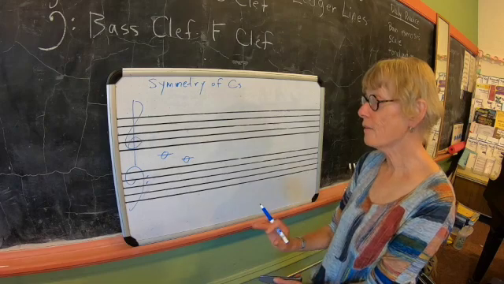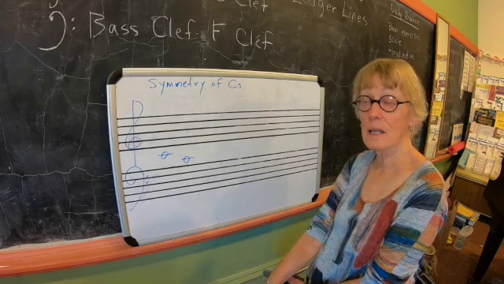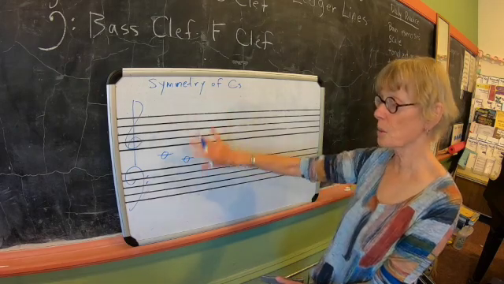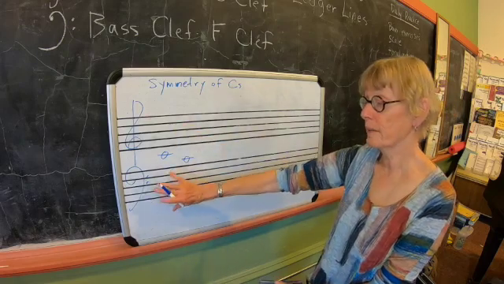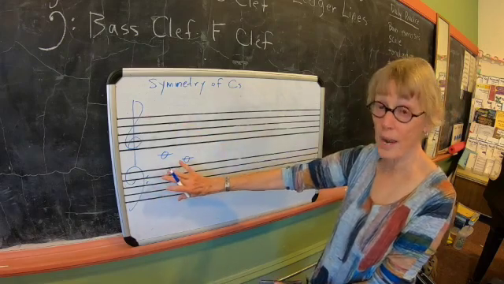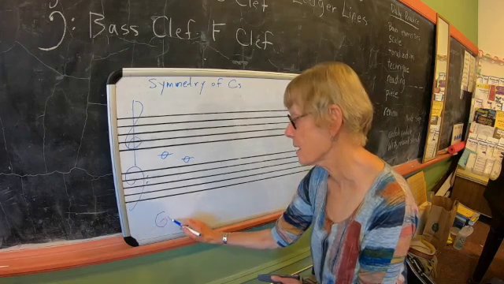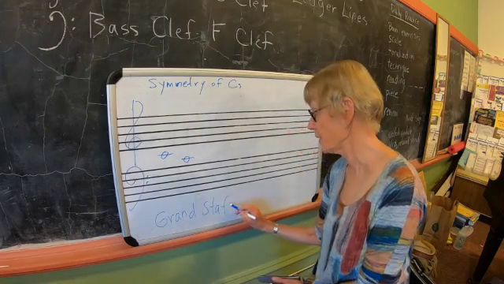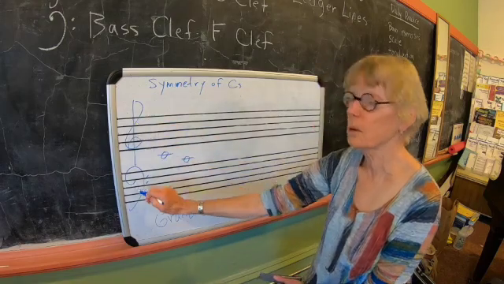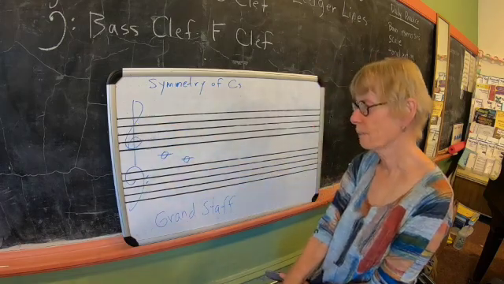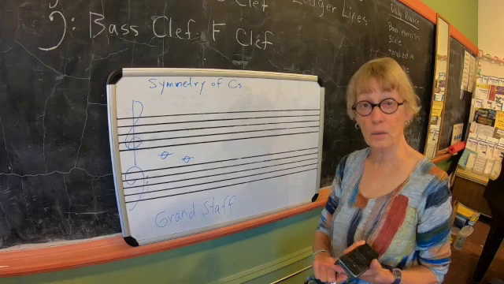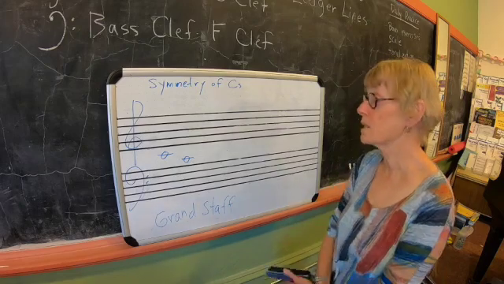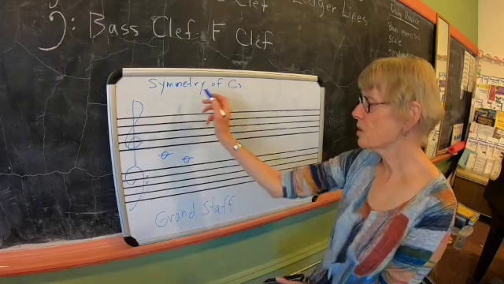There are 5 important C's that we need when we're learning to get comfortable with the staff, the treble and the bass together, which is called a grand staff. You can write that down. You don't really need that in the definition, but that's what it is. When you put the treble and the bass together, it's called a grand staff. Harp reads that, piano reads that, organ reads that, harpsichord reads that. Symmetry of C's.